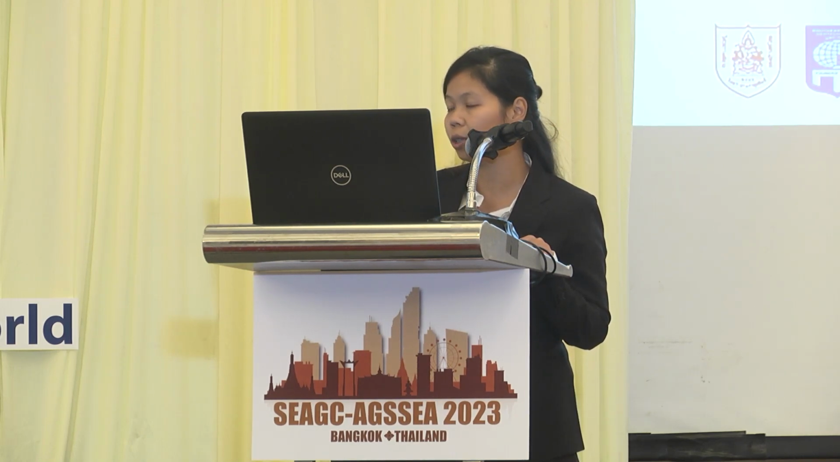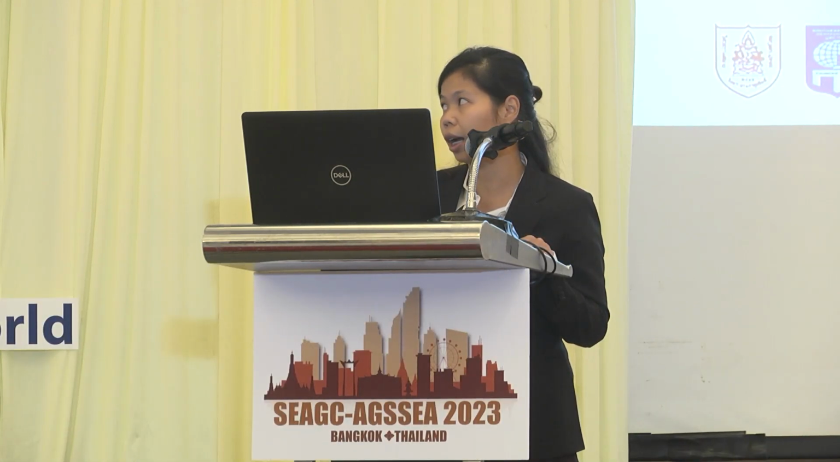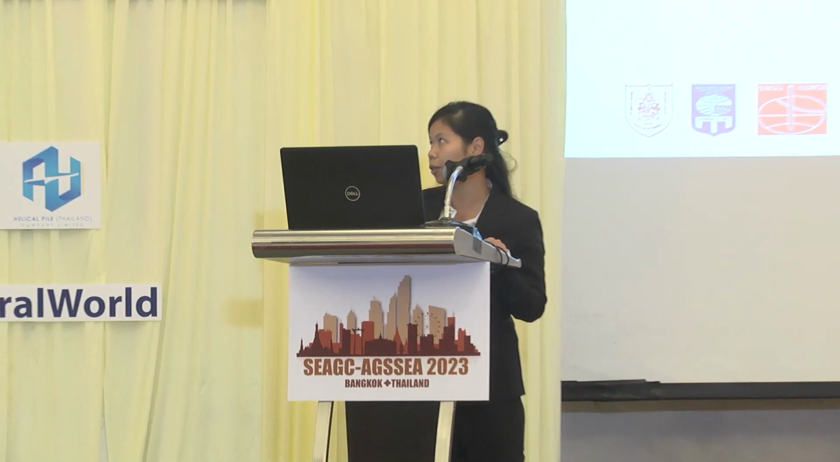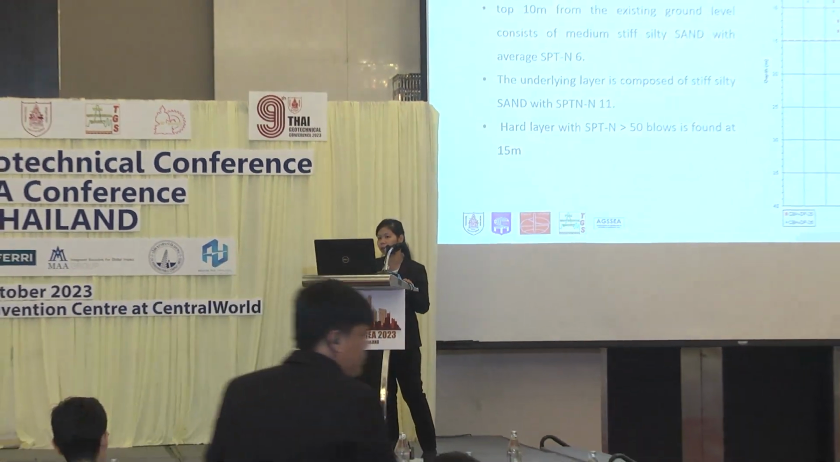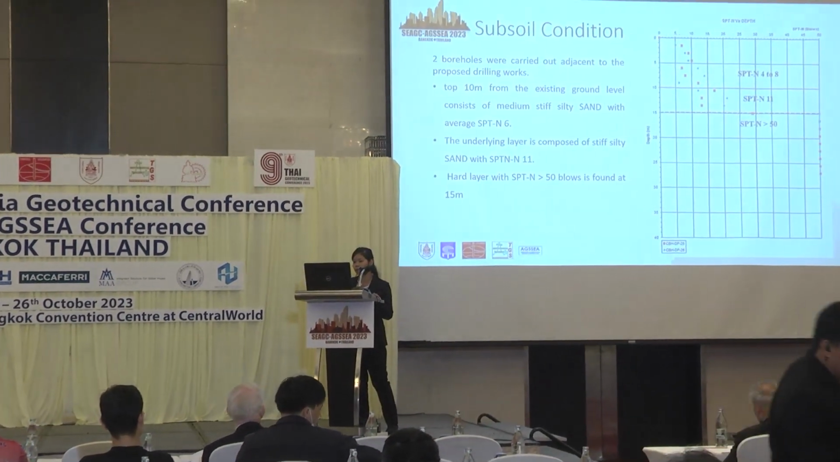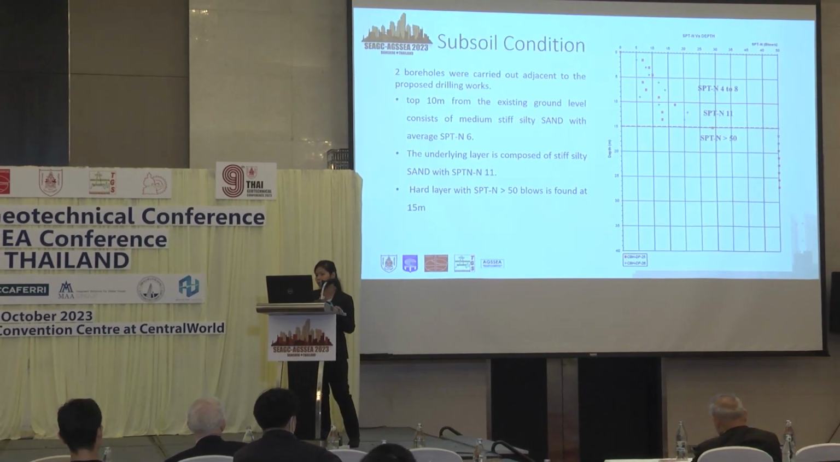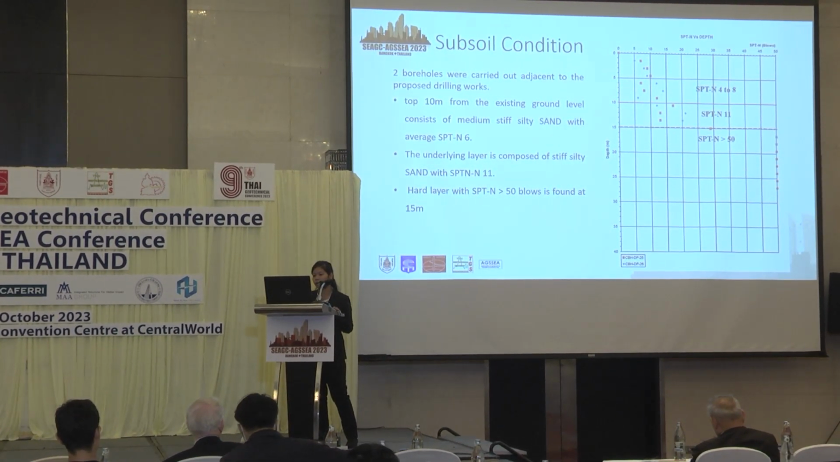Okay, for this project, we have carried out 2 boreholes for this area. Based on the data collected, we plotted the SPT N versus depth, which you can see on the graph. For the first 10 meters, it consists of silty sand with an average SPT N of 6. The second layer is still the same material with SPT N ranging about 11. And at 15 meter depth, a hard layer is found.